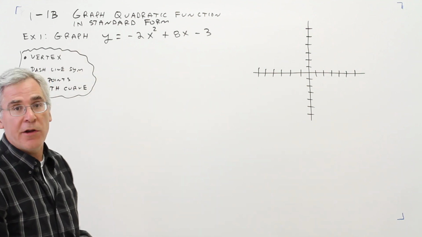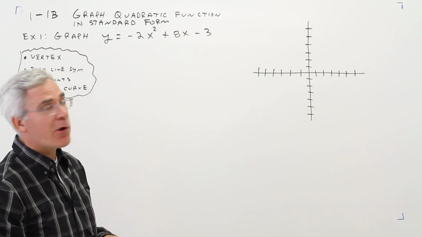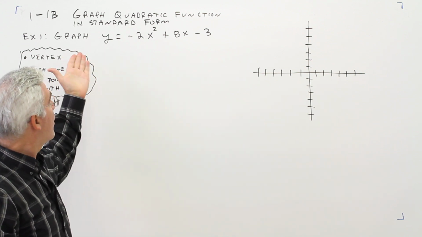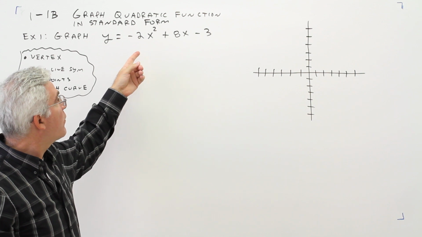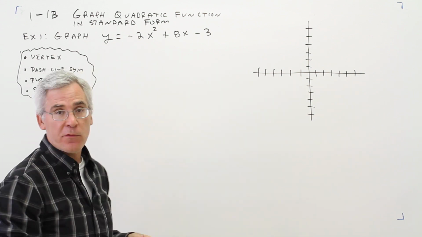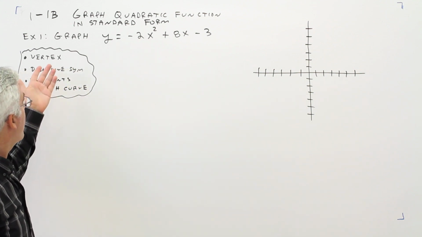Welcome to video 1-1b, graph a quadratic function in standard form. So here's the example. Graph y equals negative 2x squared plus 8x minus 3. Here's the 4 steps that I usually perform.